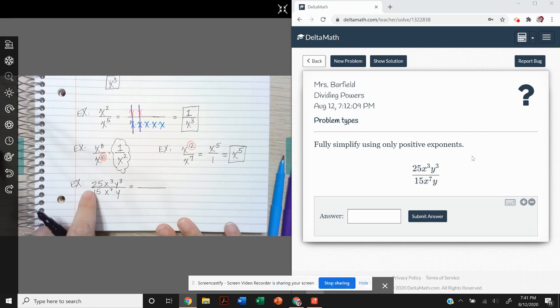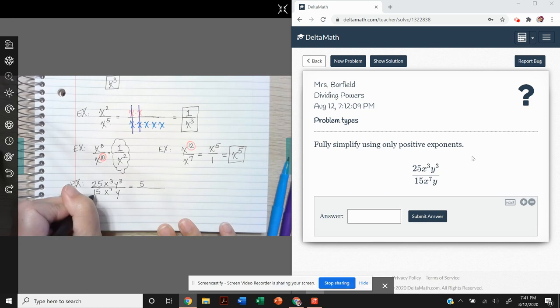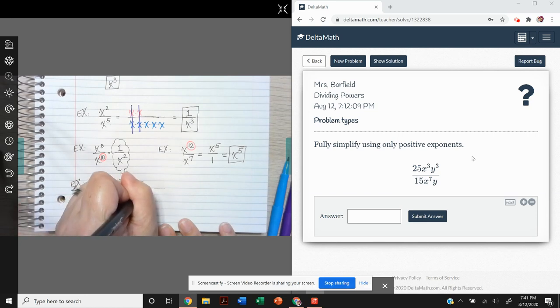All right, now 25 over 15. So we just pretend the variables are not there. 25 over 15, I need to simplify that, just like I would a fraction with numbers back in elementary school and middle school. I'm going to divide the top and the bottom by 5, because that's what I would use to simplify it. So 25 divided by 5 is 5. 15 divided by 5 is 3.